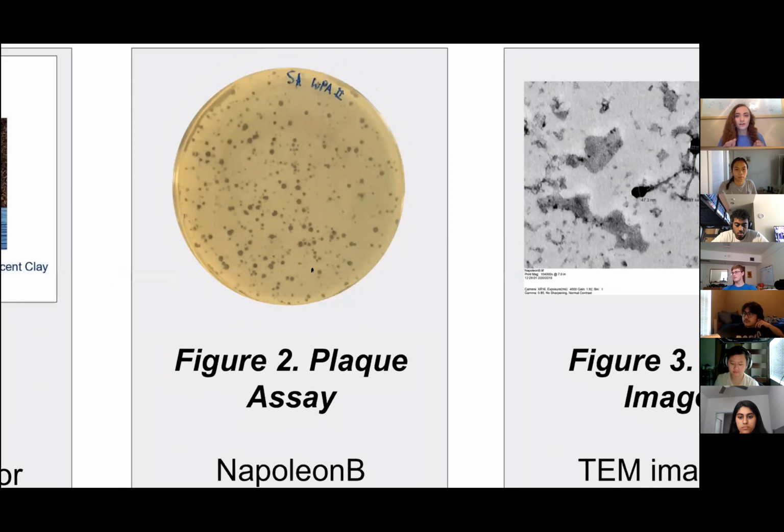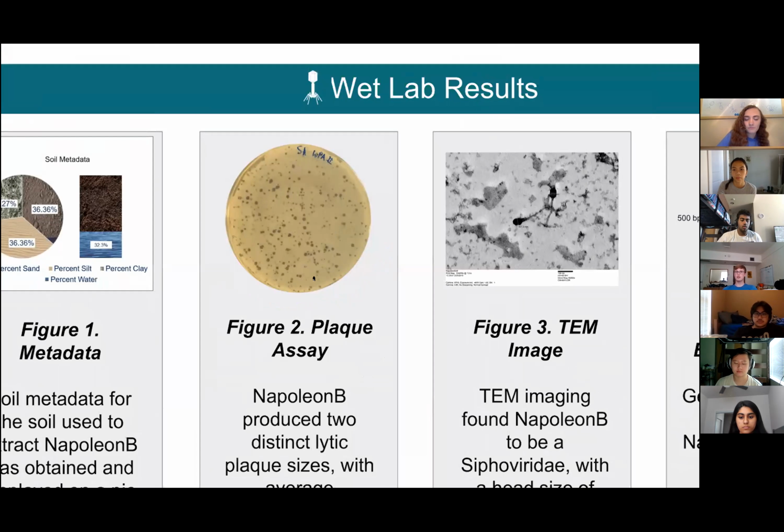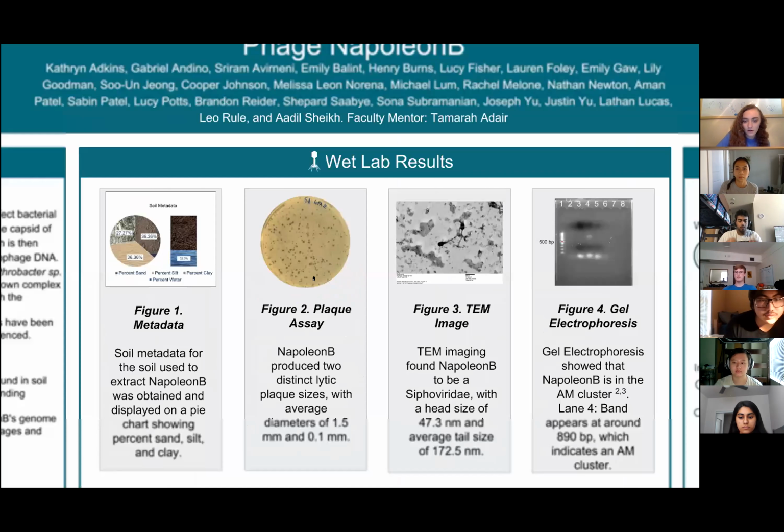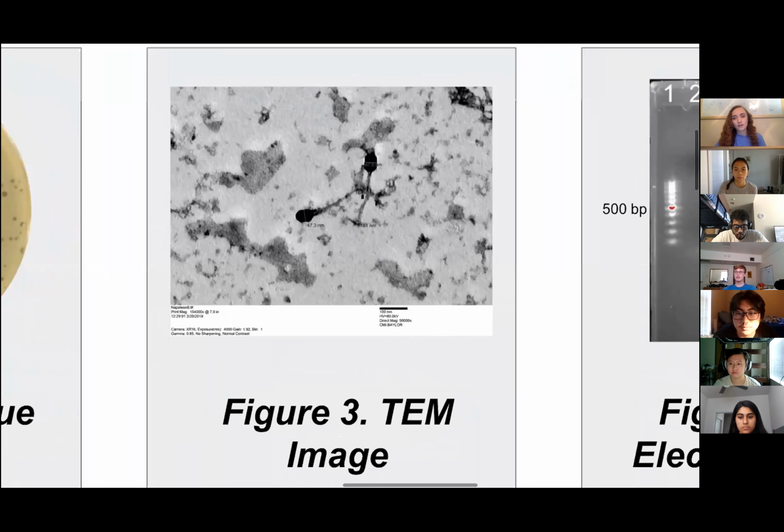Plaques are little clearings showing where bacteria burst from all the phages being reproduced inside it. So those are basically dead bacteria cells. We also did a TEM image of Napoleon B.